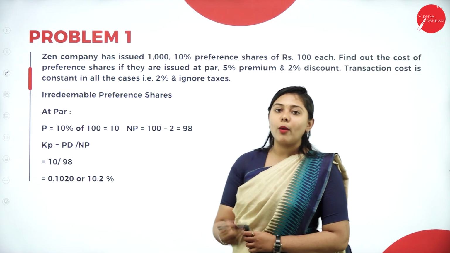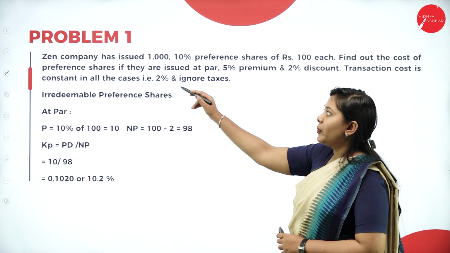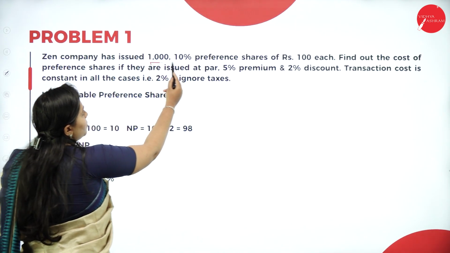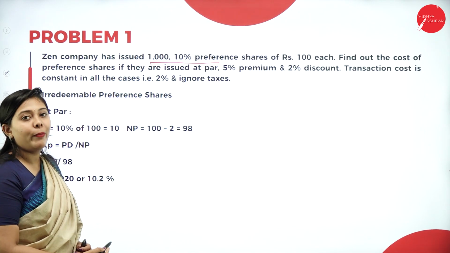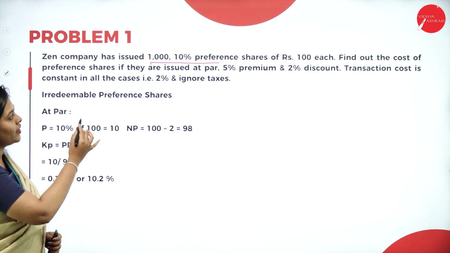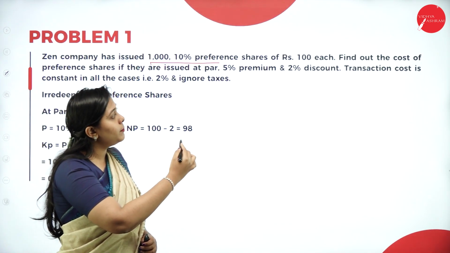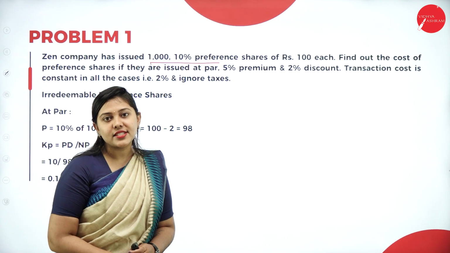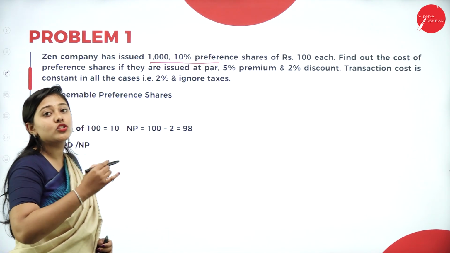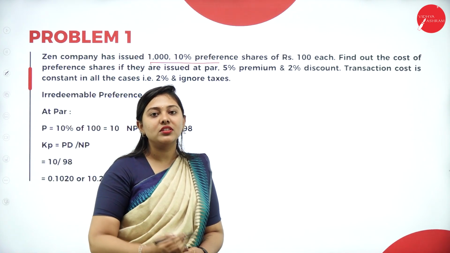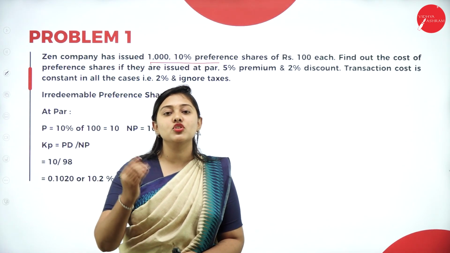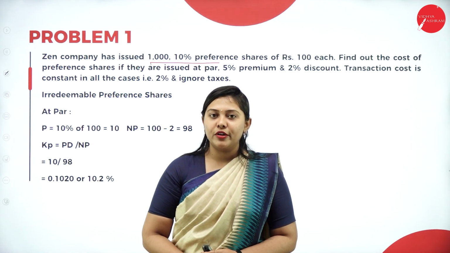So let us look at the problem number 1. So Zen company issued how many shares? 1000 10% preference shares of rupees 100 each. Find out the cost of preference share if they are issued at a par, premium and 2% discount, and the transaction cost they have incurred, that is 2%, which is constant for all. Ignore the taxes. So that is what the question is given. So number of years is not given. So the problem is irredeemable preference shares.